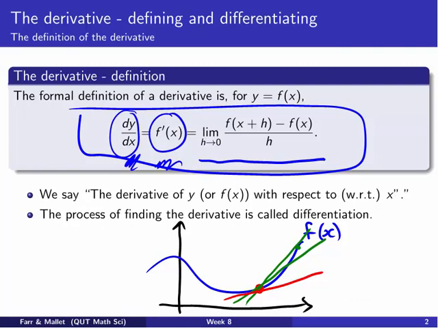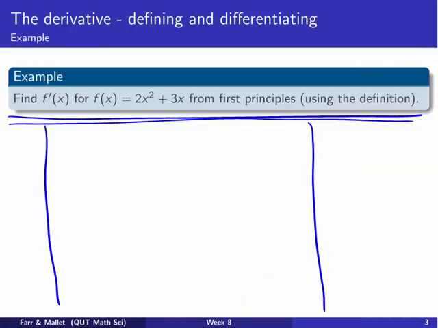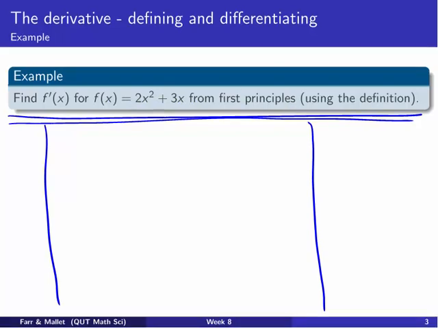When we have an actual function, f of x, and we try to find its derivative using this definition, we call that finding the derivative from definition, or from first principles. Let's have a go at an example right now. We have to find f dash of x, remember that's the derivative of f of x, for f of x equals 2x squared plus 3x from first principles, or in other words, using that definition.